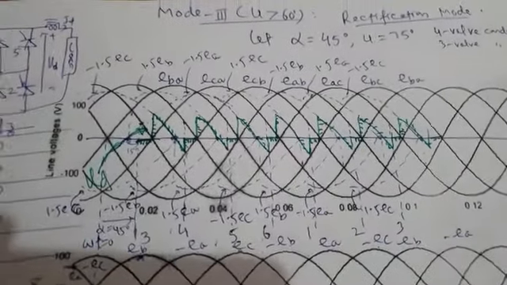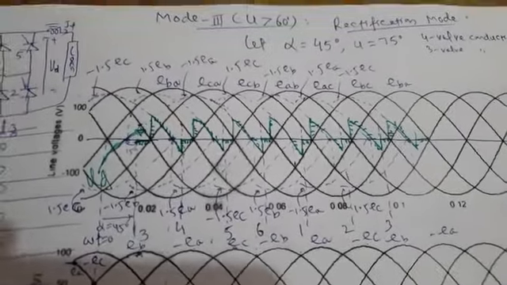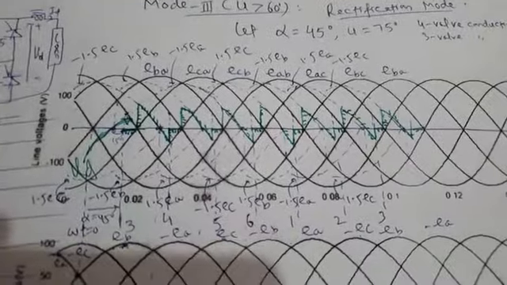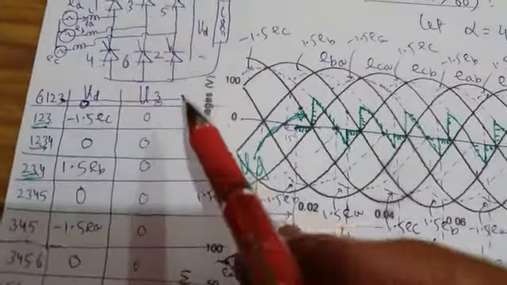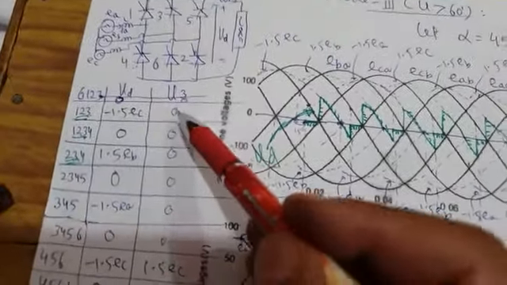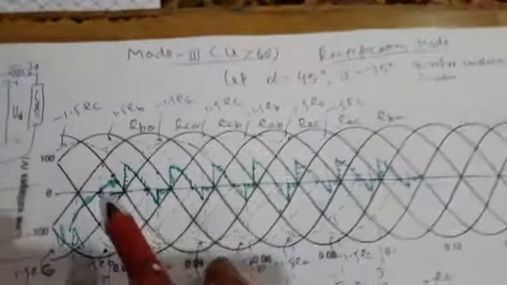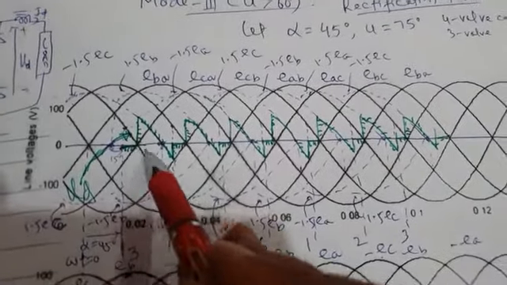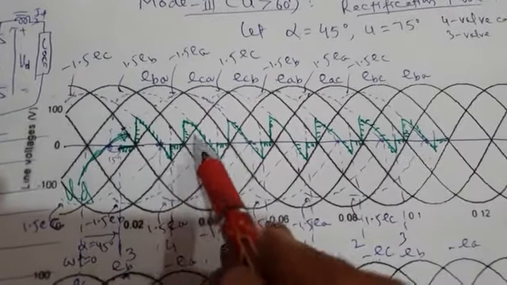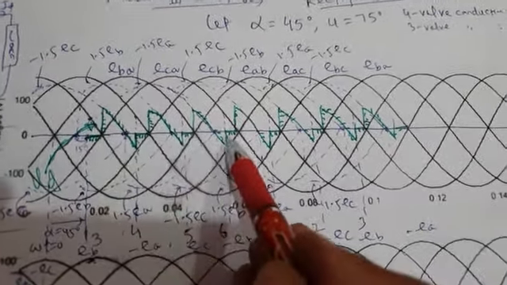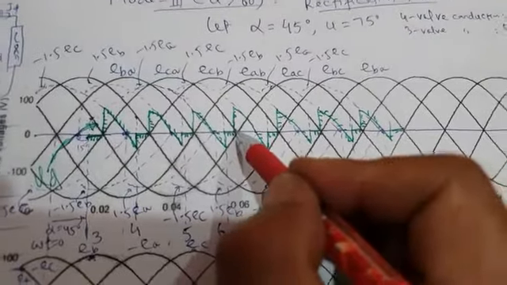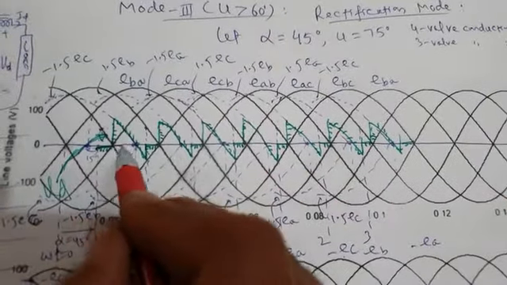Okay. What about the valve voltage? This was the load voltage waveform. What about the voltage across valve 3? This is the valve 3 voltage table. So 1, 2, 3, 4, 5, 6, 7. For 7 intervals, it is 0. So that means from this to this, the valve voltage is 0. I can shade it.